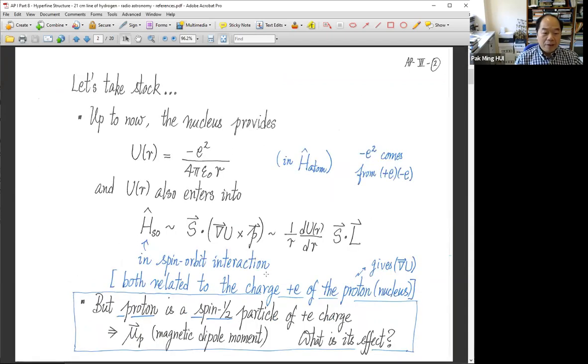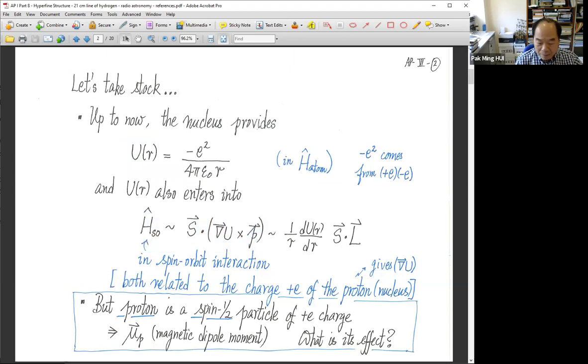Okay, so at this moment, the nucleus has been given the following role. It supplies this into the Schrodinger equation. We did that. This U of r has a gradient, the electron is moving in it, and the electron has a spin. This is electron spin. There will be a spin-orbit interaction. So the proton has done something for us. This part and that part, pretty nice.